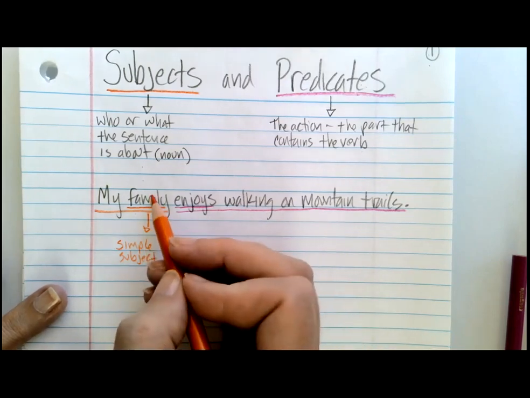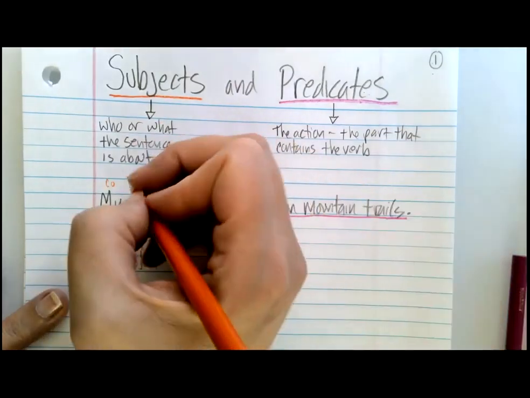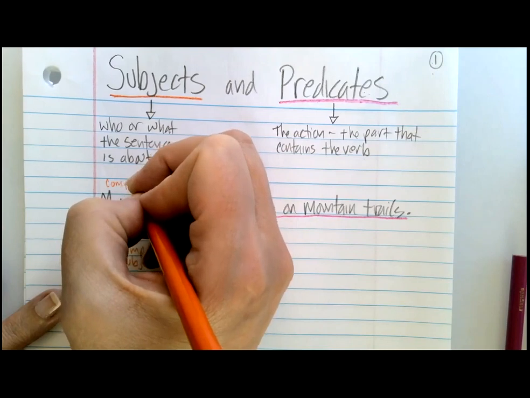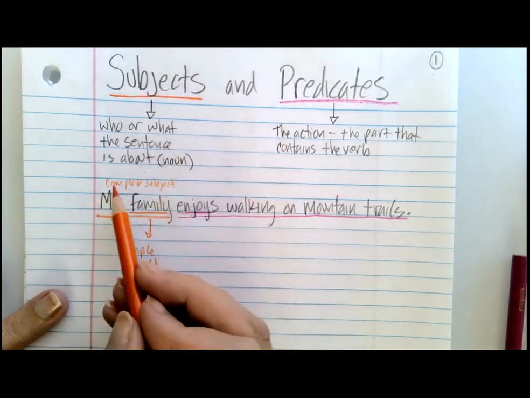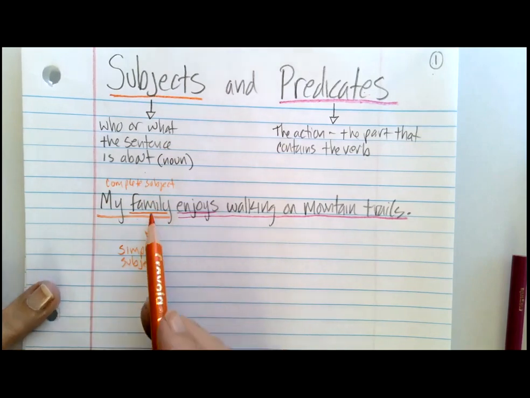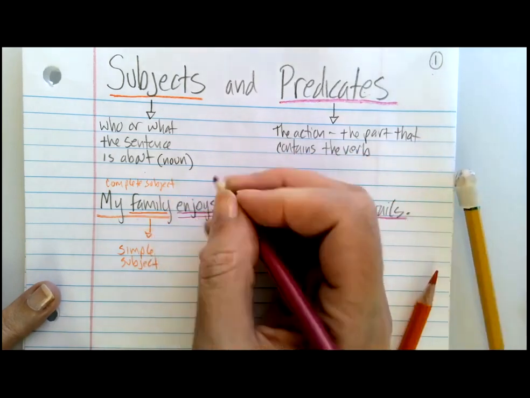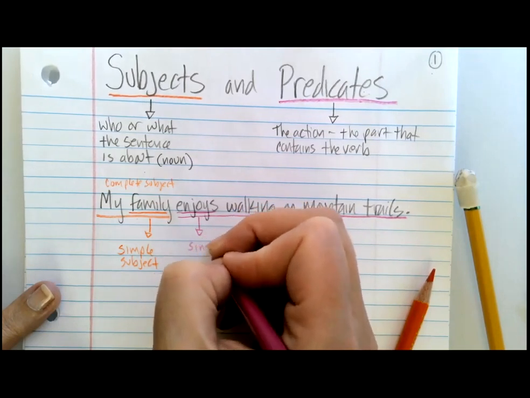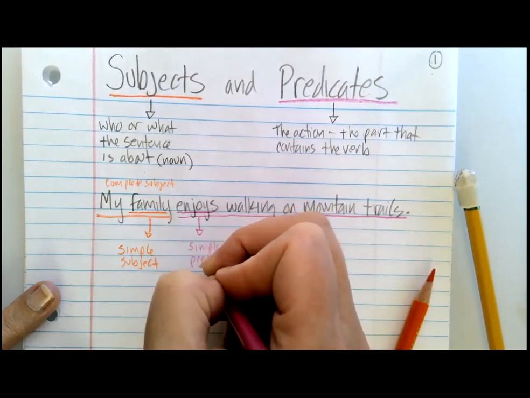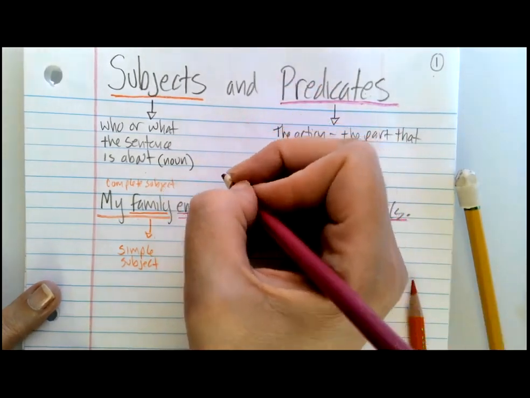Okay, so we said that family is the complete subject. So right above that, with really small letters in the orange, we're going to write complete subject. That's the whole my family. Family itself is the simple subject, okay? And then we're going to drop down from enjoys and we're going to write simple predicate. And for the entire thing, we're going to write complete predicate.